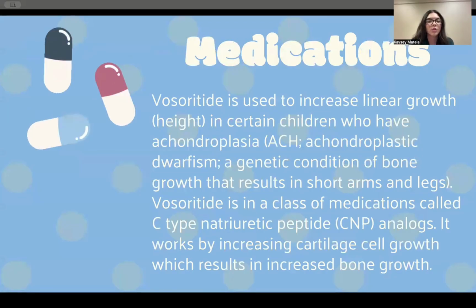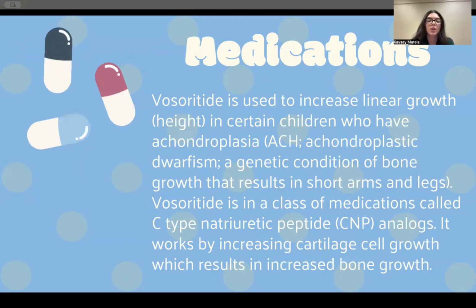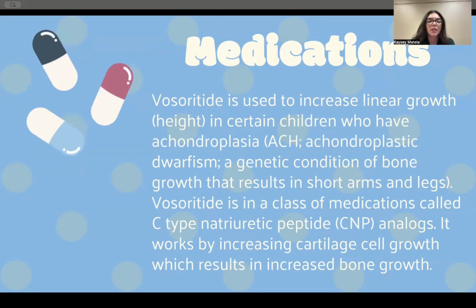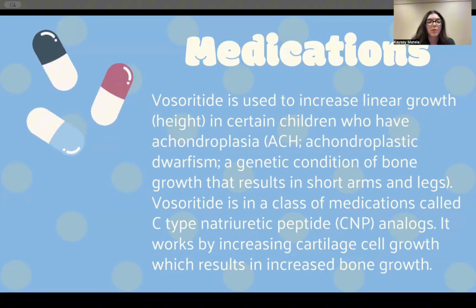Medications. One of the newer treatments for achondroplasia is vosoritide, which is a CNP analog. It works by stimulating cartilage cell growth, which leads to increased bone growth. This medication is primarily used in children with achondroplasia to help increase linear growth, particularly in the arms and legs, where growth is the most restricted. It represents a significant advancement in the management of achondroplasia, since most past treatments focused only on supportive care rather than promoting growth.